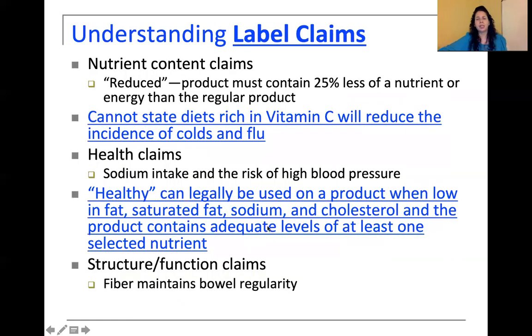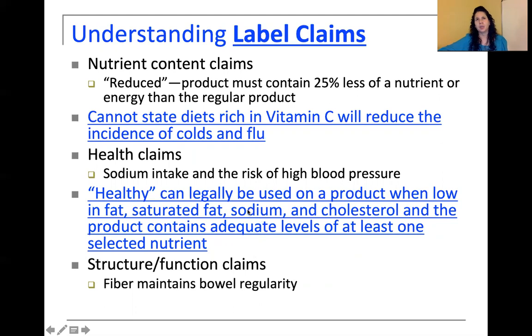All right, so understanding labels. Read through this and understand a lot of the items that you pick up in the grocery store. If you do the grocery shopping, you look and you go, oh, it says healthy. Well, what does that really mean? What legally can they use this word for? As you see here, healthy can legally be used on a product when it's low in fat, saturated fat, sodium, cholesterol, and the product contains adequate levels of at least one selected nutrient. However, if you compare it to other items, you're going to see that that word is not always going to be something that's ideal.